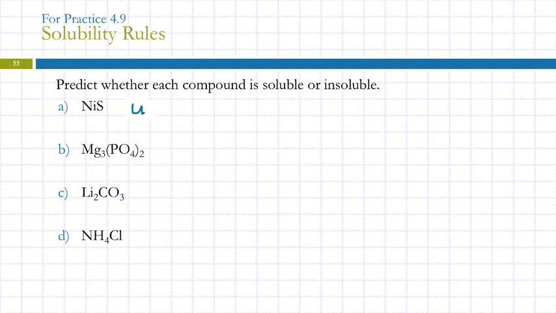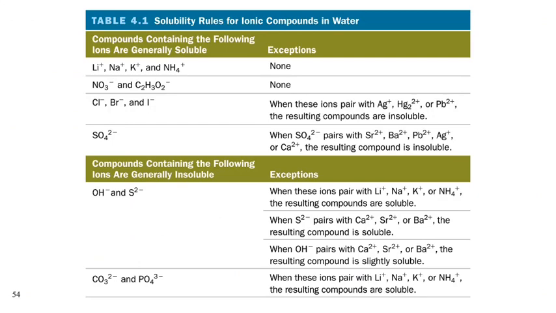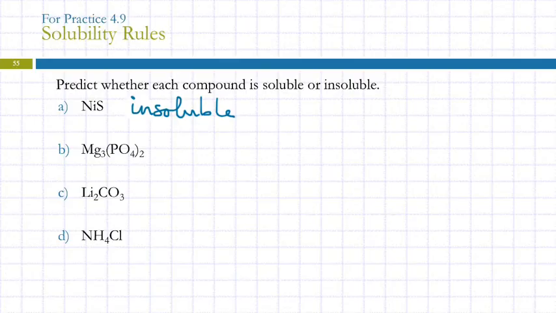I'm trying to write with a white marker. That doesn't work very well. Nickel sulfide will not significantly dissolve in water. Magnesium phosphate. I hear insoluble. So we go through here. We're looking for magnesium or phosphate, and we don't find anything. We did on here, phosphate. Phosphate's insoluble. So this is insoluble.